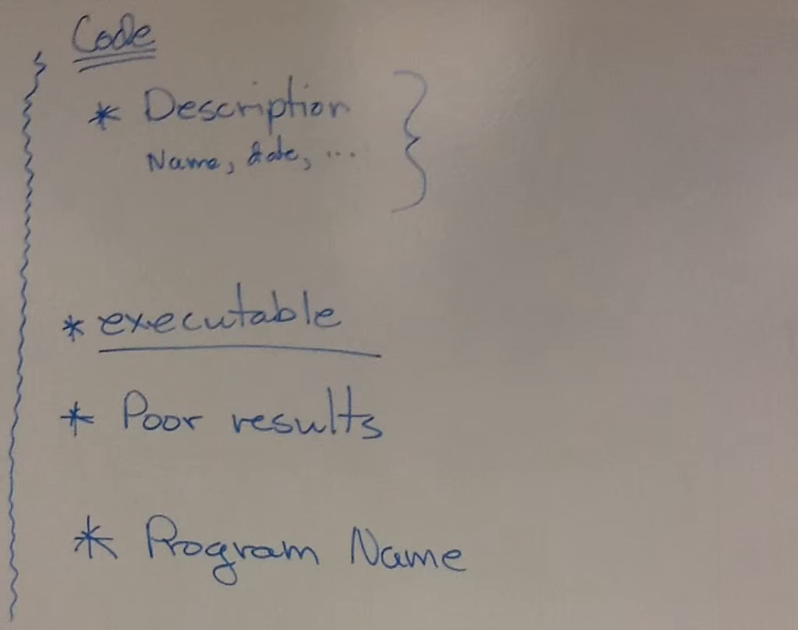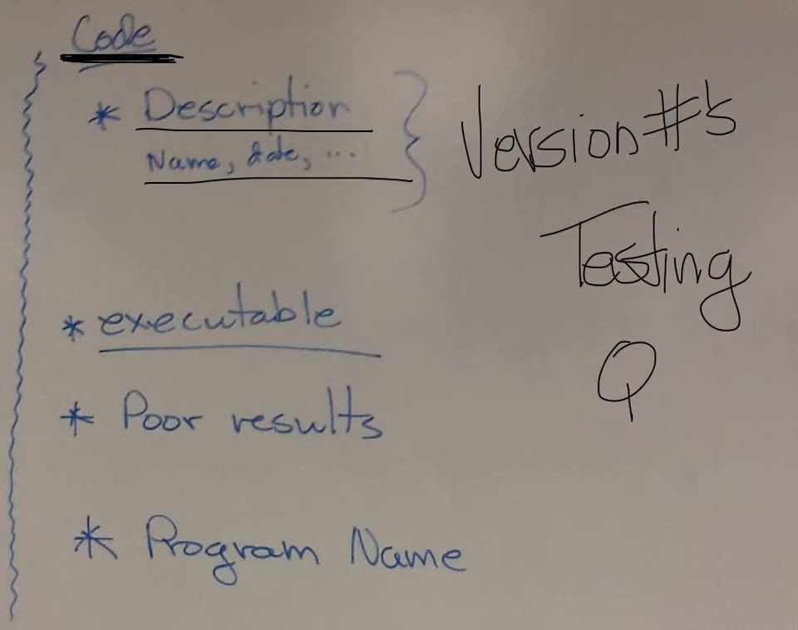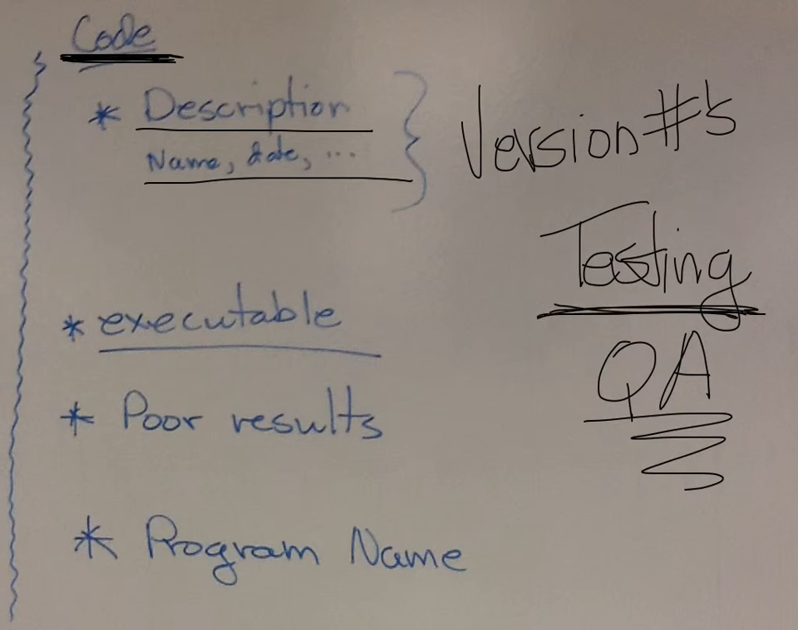Alright, so we covered a couple things in coding. In your actual code, make sure you have a description. You've got to have name, date, and so forth. And then eventually, we'll talk about version numbers. Version numbers are huge, especially in testing, quality assurance, making sure the code works. It's huge in companies. When they're testing different parts of programs, they have to know what version and where they are exactly. They can't get that confused.